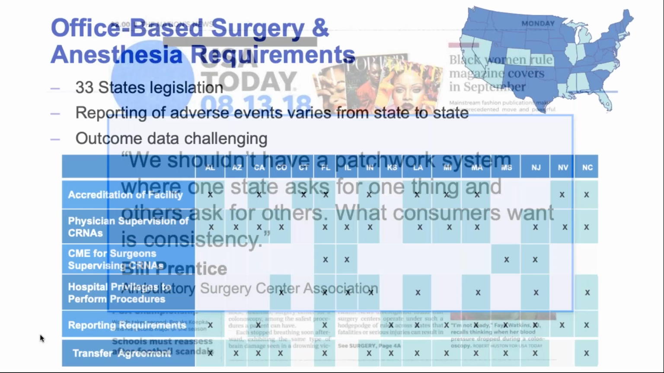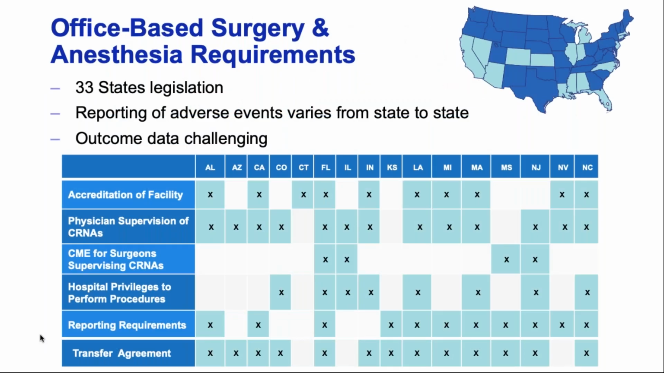So we did a little research on this. And in fact, if you look at this chart, we do have a patchwork. This is from the ASA. We currently have 33 states that have legislation. The reporting of adverse events varies from state to state. And 17 states actually have no mandatory adverse event reporting. Therefore, outcome data is very challenging.